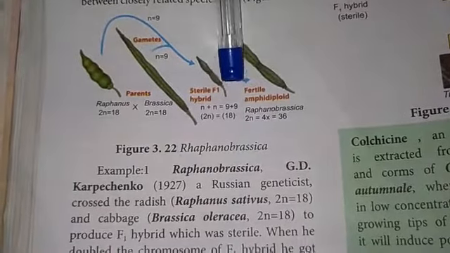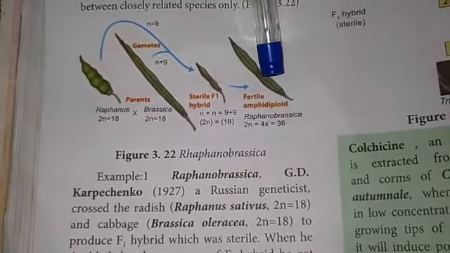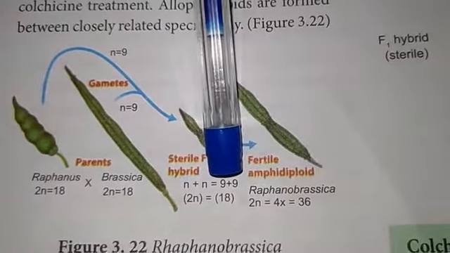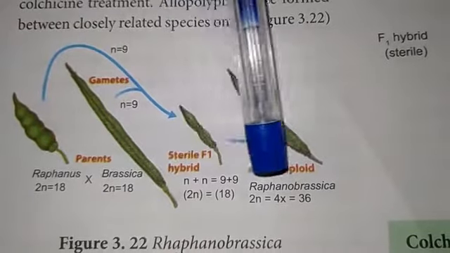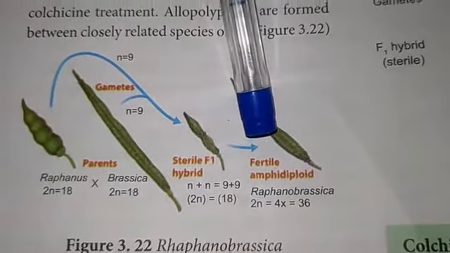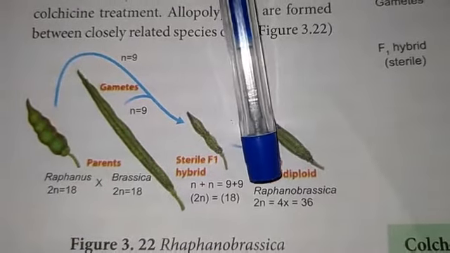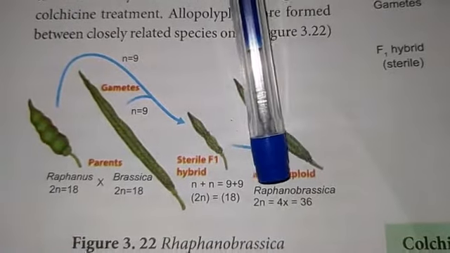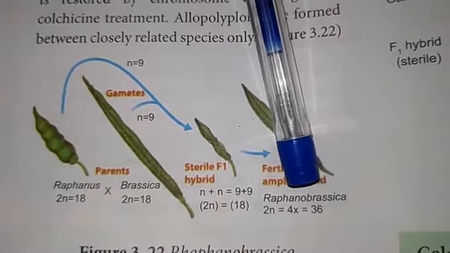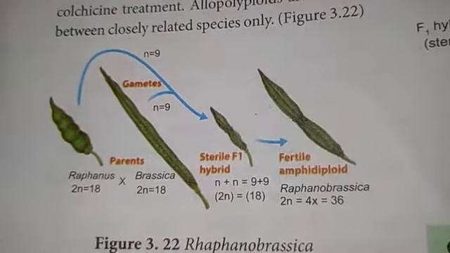When this sterile plant is treated with colchicine, the chromosome number is doubled. The sterile plant, 2n equal to 18, has its chromosomes doubled by colchicine treatment. It becomes a tetraploid, that is 2n equal to 4x equal to 36. The number of chromosomes is 36.